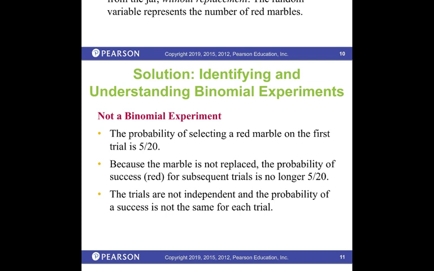The probability of selecting a red marble on the first trial is 5 out of 20. Because the marble is not replaced, the probability of getting a red on the second trial is no longer 5 out of 20. So the trials are not independent, and the probability of success is not the same for each trial. So this is not a binomial experiment.